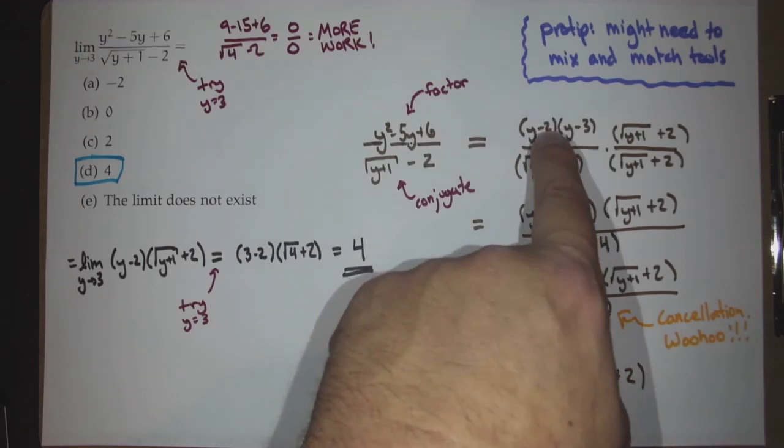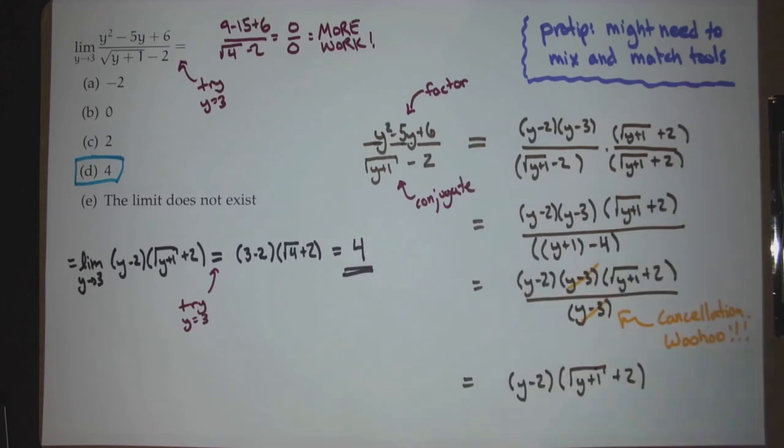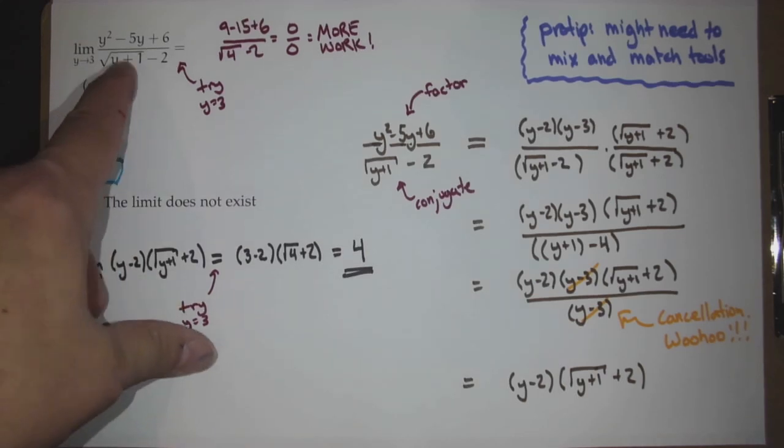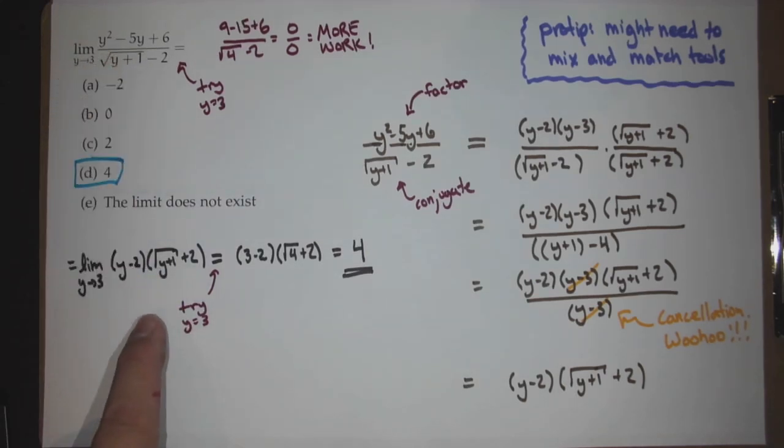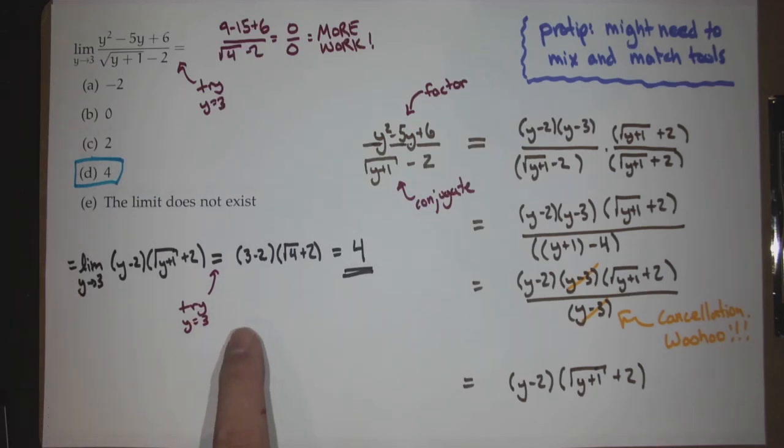So we factor the upstairs, and we multiply top and bottom by the conjugate, because when you multiply, you have to multiply by 1. Well, lo and behold, the downstairs becomes y minus 3, which cancels with our factor. So really our limit can be rewritten as the following expression. These two expressions are equivalent away from 3, in other words, not at 3. And now, try 3 again. And out comes 4. So there's our answer.